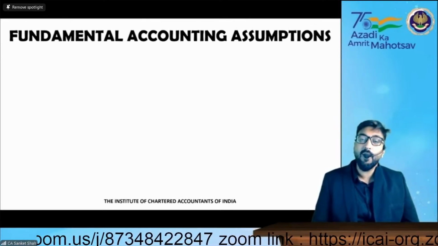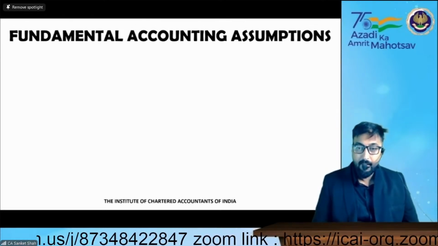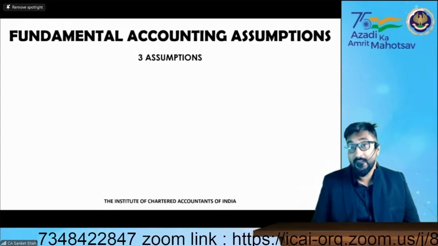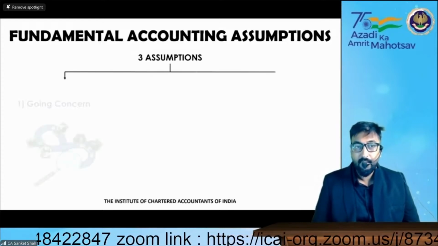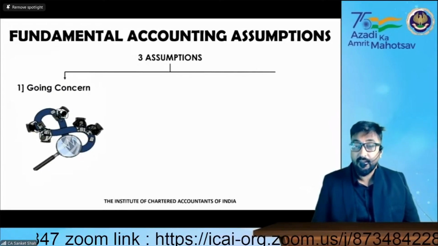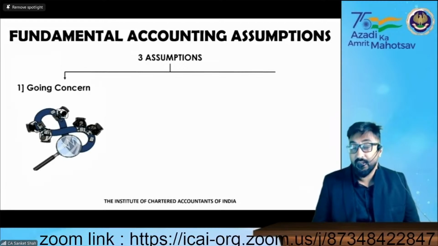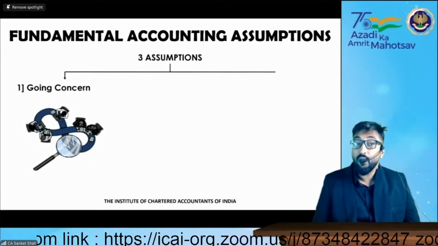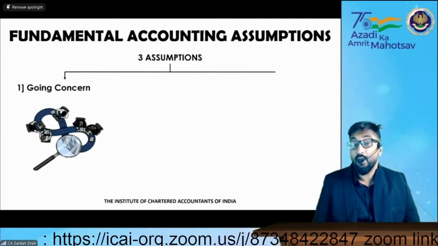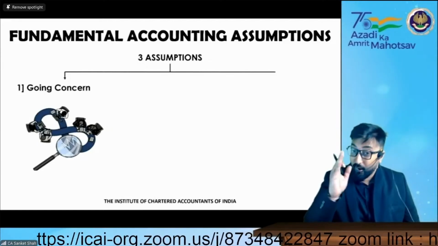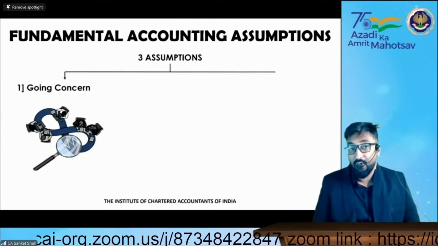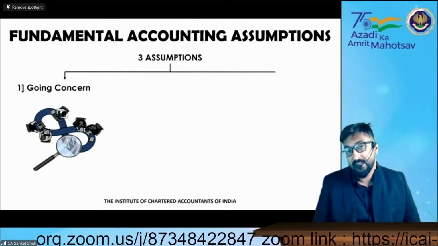So what are the fundamental assumptions? There are 3 types of assumptions. Number 1 is going concern concept. Now, what is going concern? We already saw in the last session, your business is going to continue in the foreseeable future. You're not going to stop your business. You're not going to curtail any operation. You are not going to cut down any operation. You don't want to close any operation, and that is called going concern.